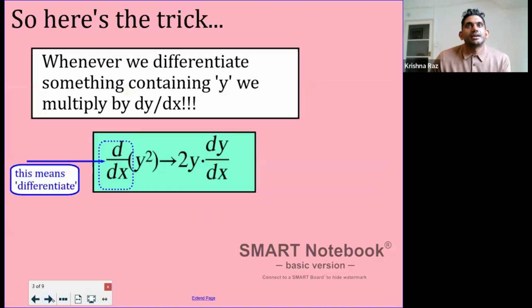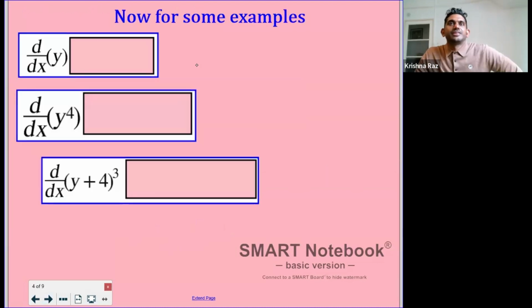So there is a little trick, which is whenever we differentiate a function that has a y in it, we simply stick a dy by dx next to the answer. So y squared, if you use the rules of differentiation where x to the n goes to n x to the n minus 1, we would get 2y to the power of 1. Because it's a y and not an x, we'll times the answer by dy by dx. So pause the video and give these a go.